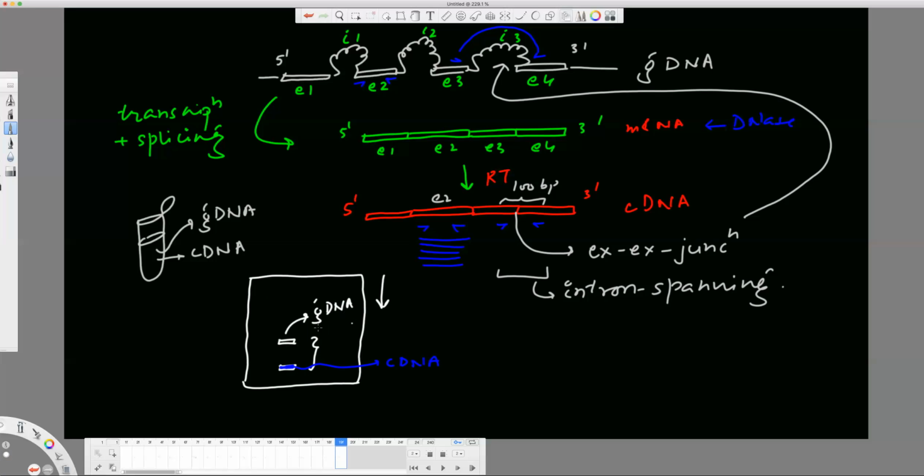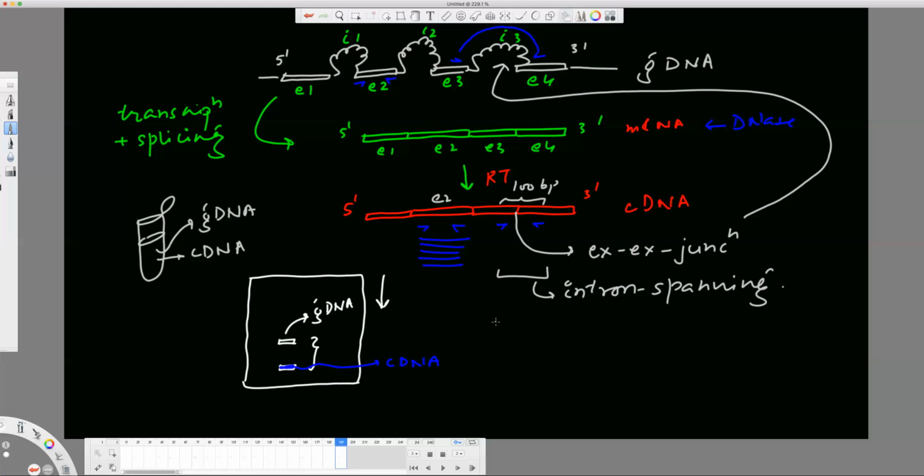So if the gDNA is amplified by intron spanning primer, it can be seen in the gel. And if you do not see this, it means that this intron was sufficiently long that your PCR was not able to amplify, and then you only see your cDNA sample, cDNA band, right?